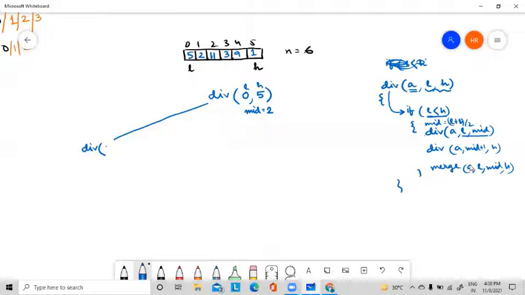So what are the arguments? L is 0. What is the mid value? Mid value is 2. Now this div function will be active. In this div function, this is L, this is H. Now this L is less than H, satisfying. So it will calculate the mid value. What is the mid value? 0 plus 2 by 2, that means 1. So mid value is 1.